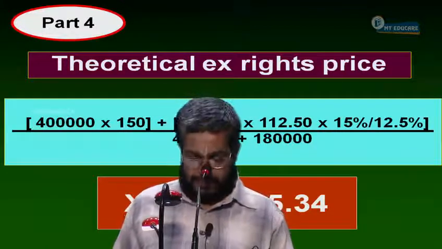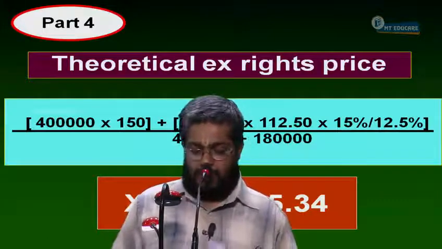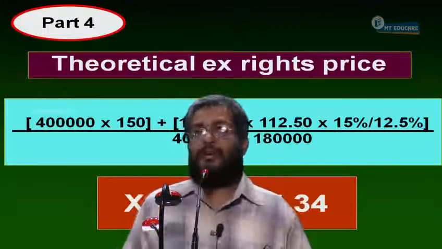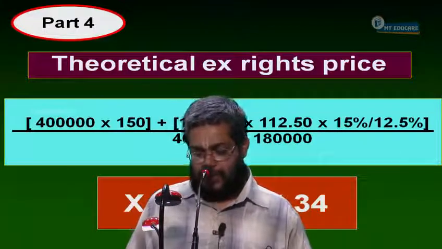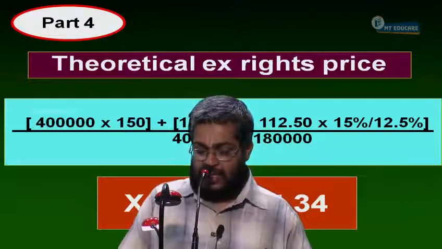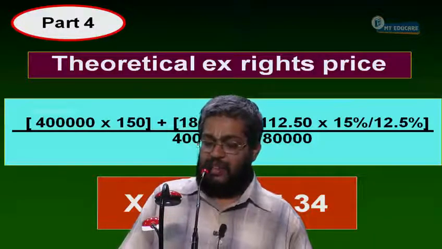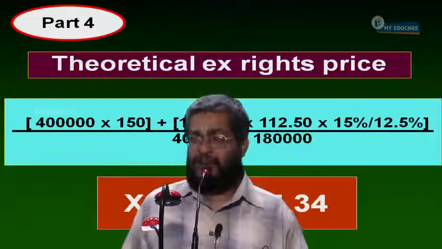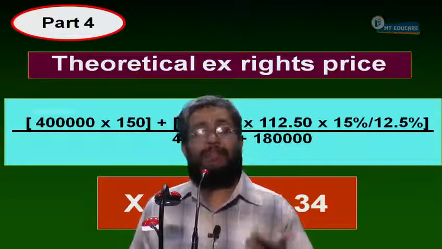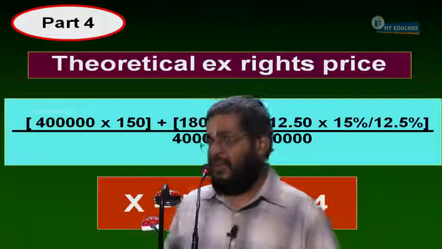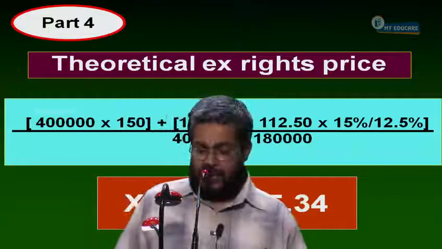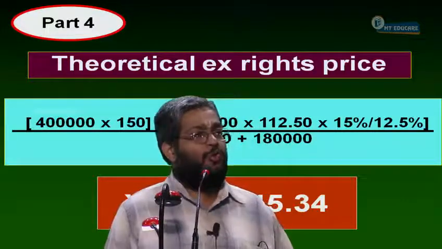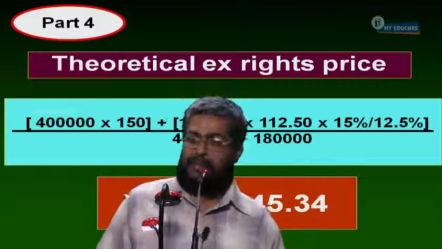15% into 2 crores 2 lakh 50,000. The project is expected to give 15% into 2 crores 2 lakh 50,000, which is equal to how much? 30 lakh 37,500. The project is expected to give 30 lakh 37,500 earnings perpetually. How did I get it? 2 crore 2 lakh 50,000 into 15% earnings perpetually.